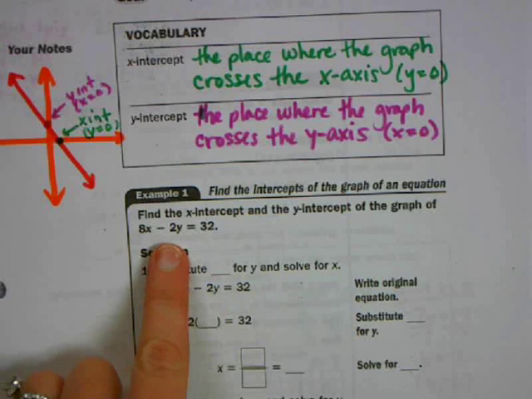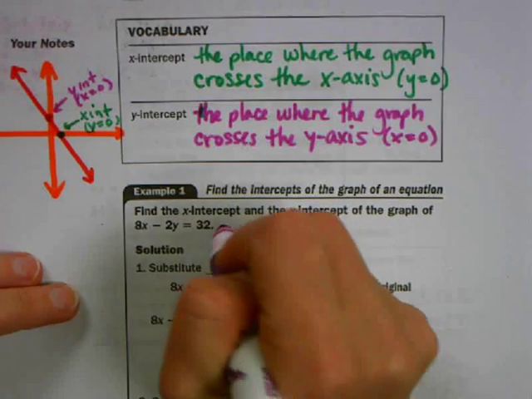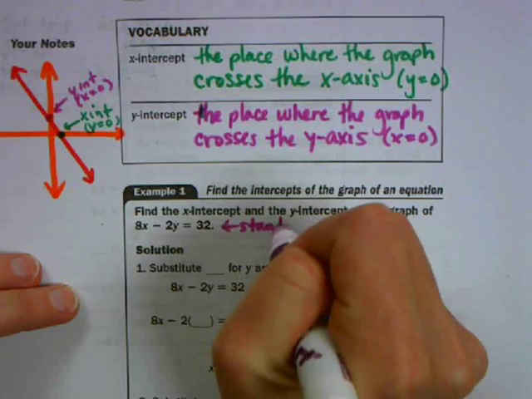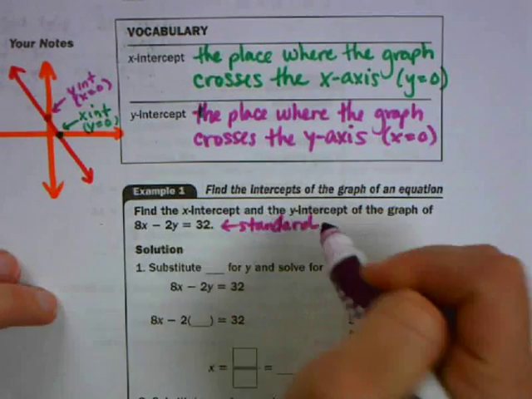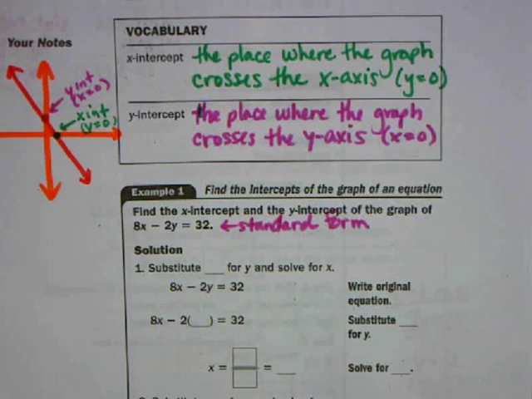So here's an example, and they give us the equation 8x minus 2y equals 32. You can notice here that this is standard form. Graphs aren't always in slope-intercept form, and when they're not, you have to change them into slope-intercept form to help you graph. Well, if they give us an equation in standard form, we can actually graph using the intercepts. So that's what we're going to be doing in this lesson.